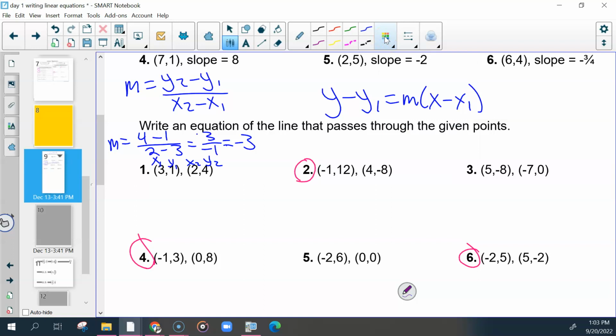We're going to use this x1, this y1, and our m in this formula. So it would look something like y minus our y1, which is 1, equals our m, our slope is negative 3. Then in parentheses, x minus our x1, which is 3.